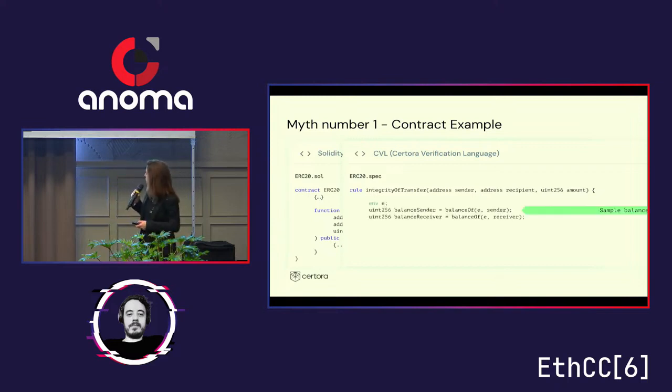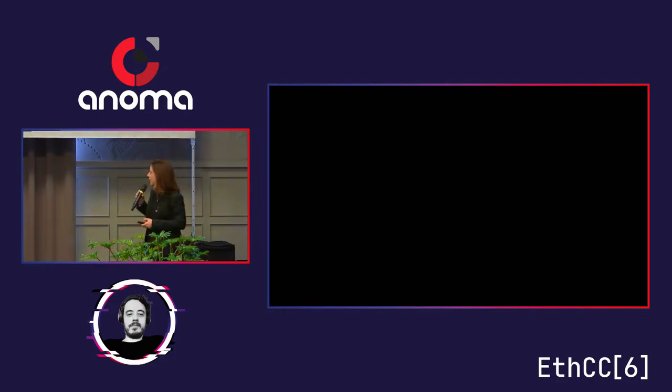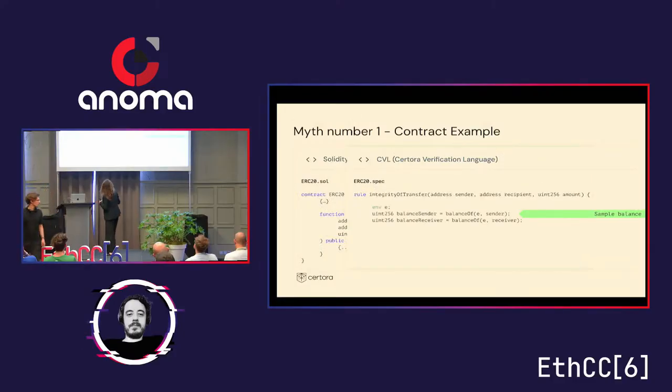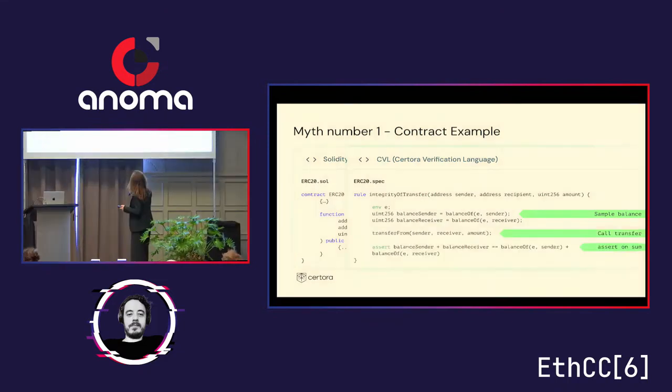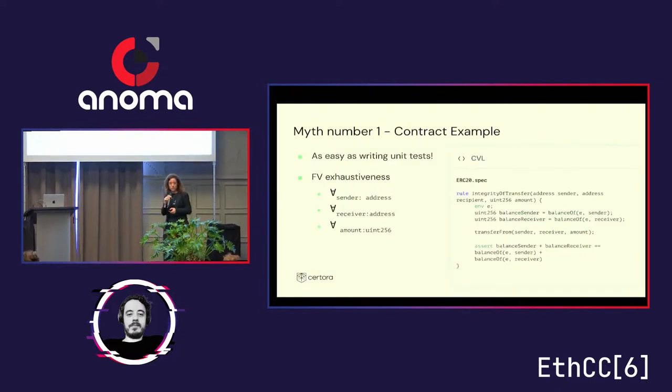And then what I do, I just sample the balance before calling the function. Okay, so I said before, we are sampling the balance of the sender and the receiver in the beginning of my rule. And afterwards, I'm just calling the transferFrom function, asserting that the sum of the balances stayed the same. So as you see here, this actually looks like unit testing.